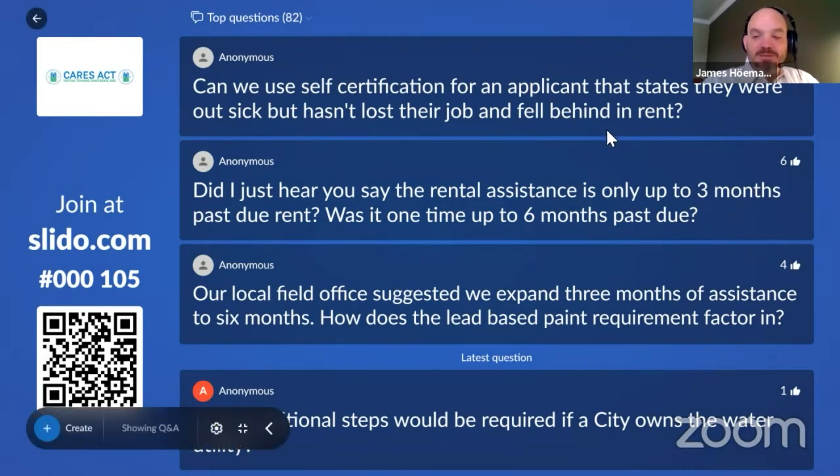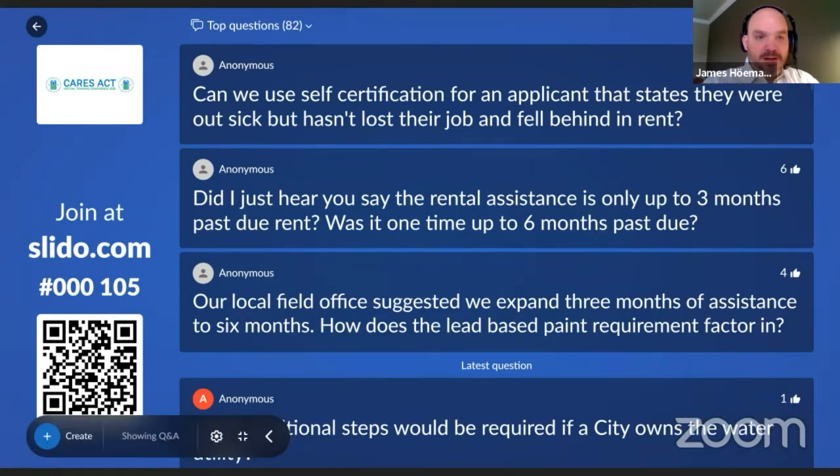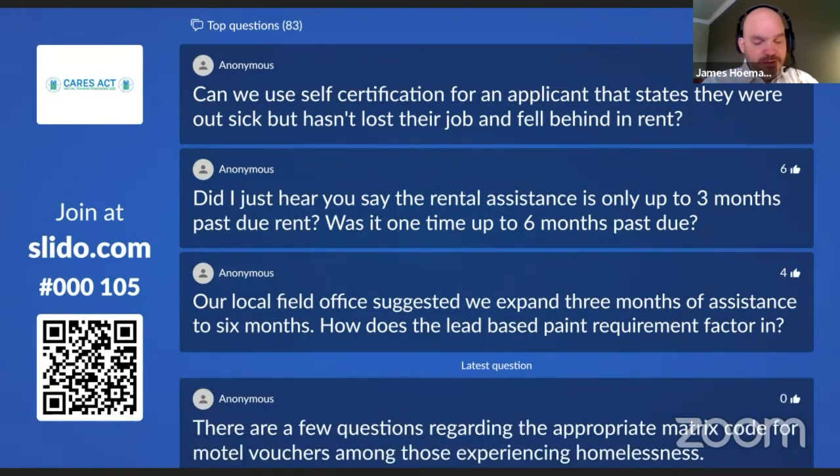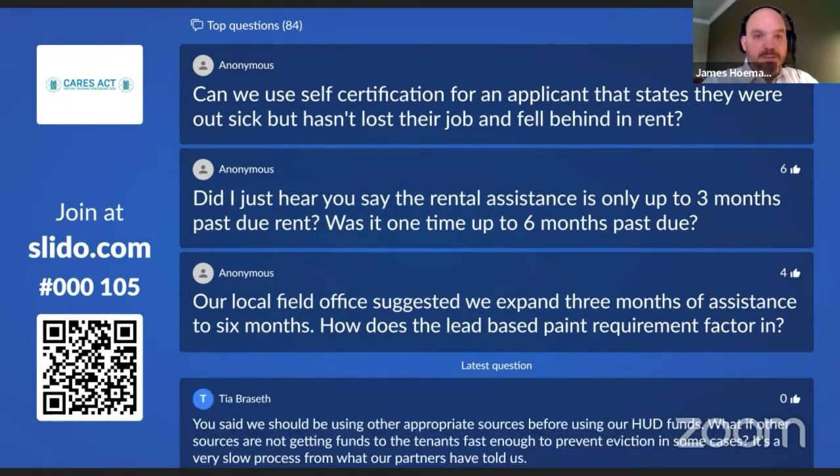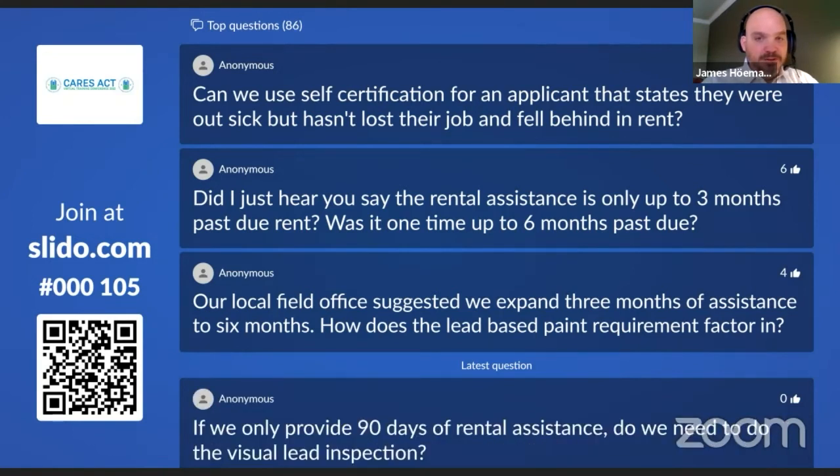So if we look at a situation where an individual is working on an hourly basis, and let's say they do get COVID, or some other kind of virus or illness or have a car accident and they're unable to work, therefore they're unable to make the same level that they are at. That's certainly appropriate to use documentation for that.